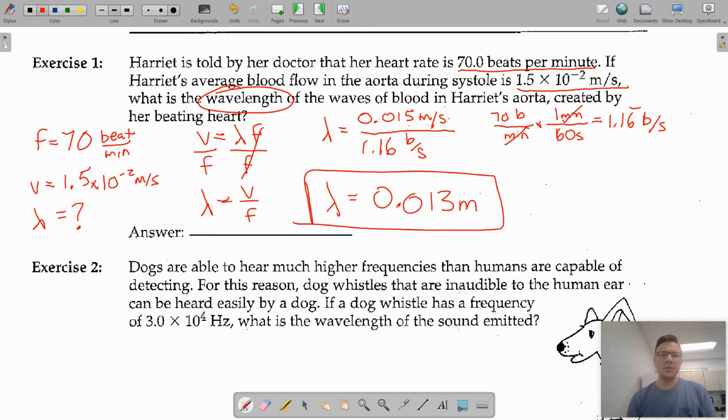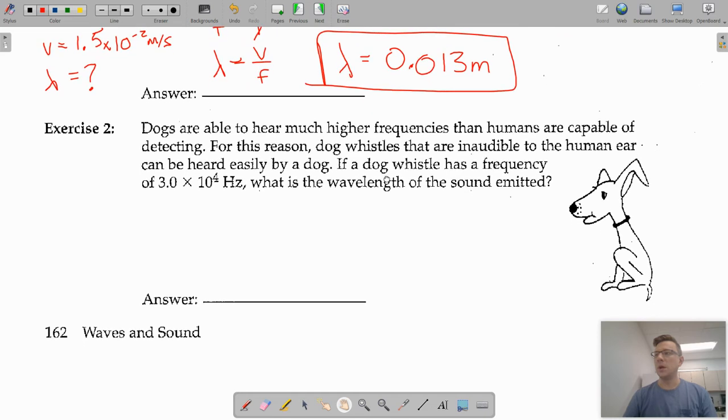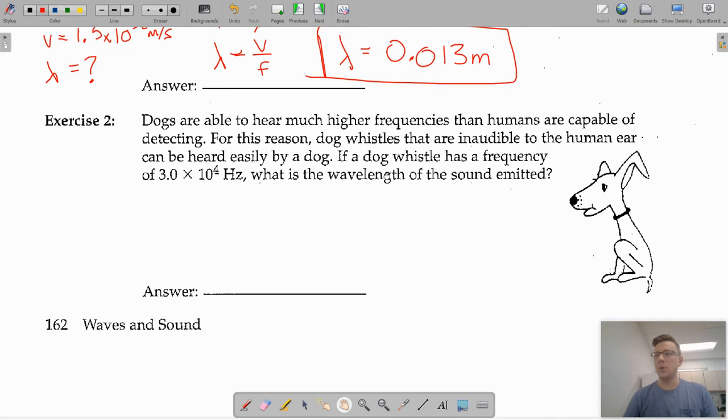So what that's saying is it's a wavelength of 0.013 meters from beat to beat, or crest to crest on the wave, equal parts of the wave. And so that'll be your first answer there. Okay. Now, the second problem, I'm going to go ahead and let you guys do that one on your own.